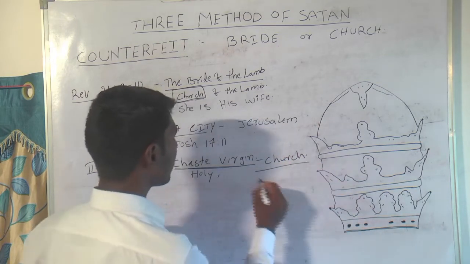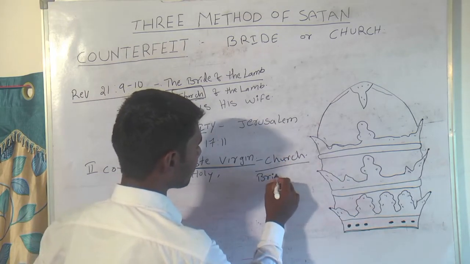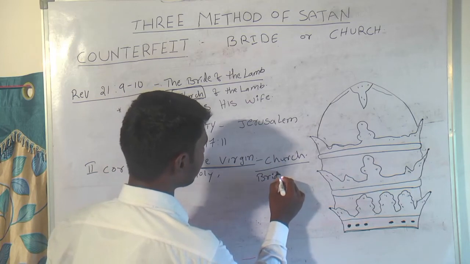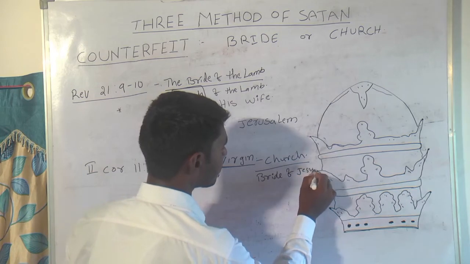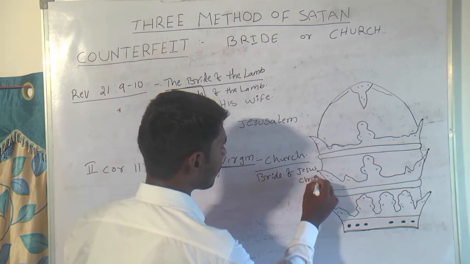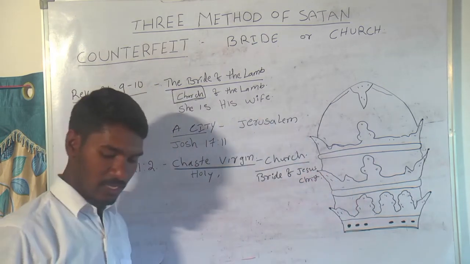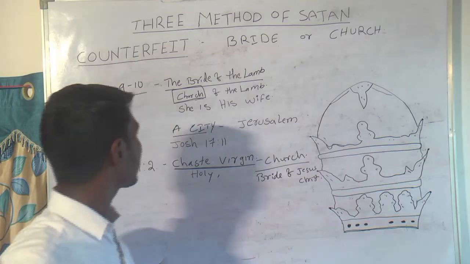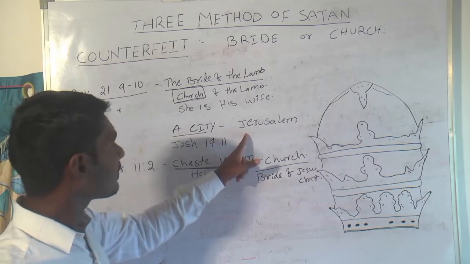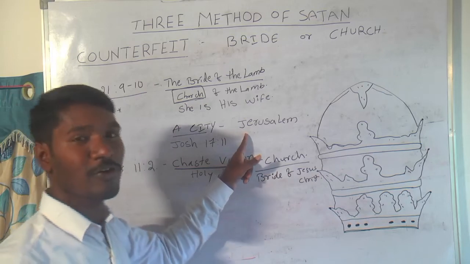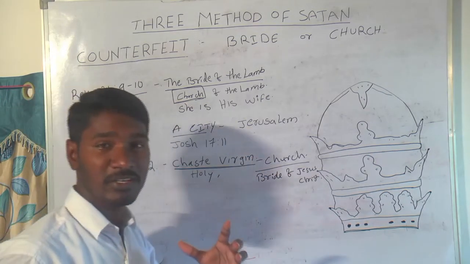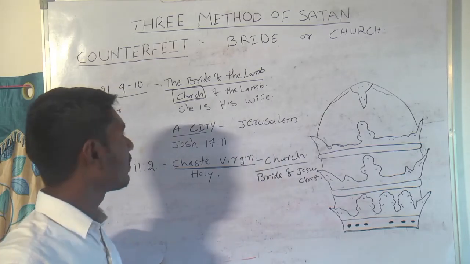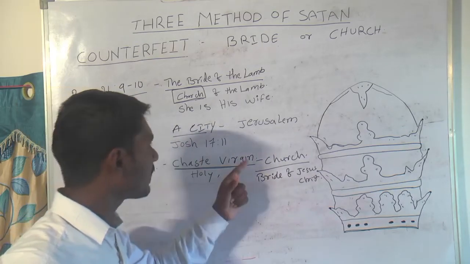In other words, the bride of Christ, the Lord Jesus Christ. Please make sure of this. The bride of Jesus Christ is a holy city. So, holy city. You see that in Revelation chapter 21 verse 10, that mentions the holy city.